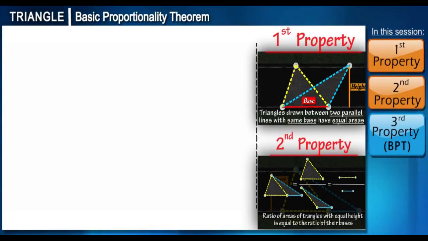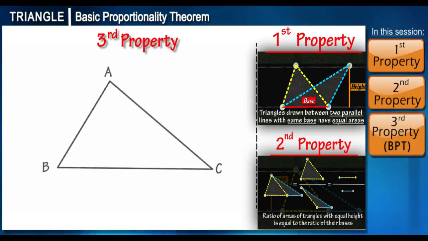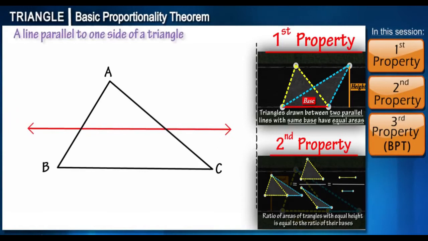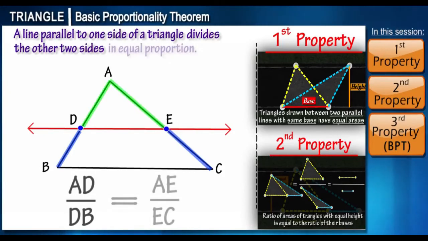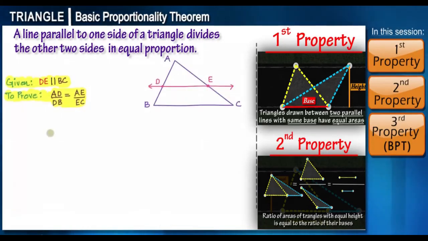We are going to use these two properties in an important theorem, which is BPT. So let's start. We are going to prove that if we draw a line parallel to the base of a triangle, then the other two sides are divided in the same ratio. As you can see, here we draw DE parallel to BC. Then we observe that AD upon DB is equal to AE upon EC.